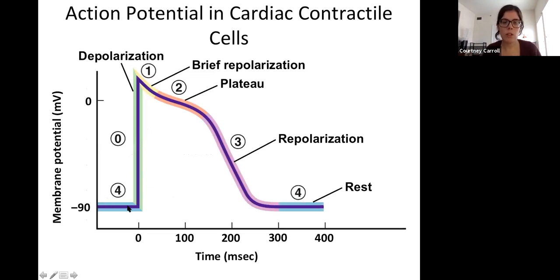So phase 4 is rest. Phase 0, driven by sodium, is a fast action potential. Then we start phase 1, with the brief repolarization brought by potassium. In phase 2, we've reached a plateau, a battle between calcium and potassium. Calcium inactivates, and in phase 3, we start the repolarization driven by potassium, and then eventually we get to rest. And again, this is a long process.